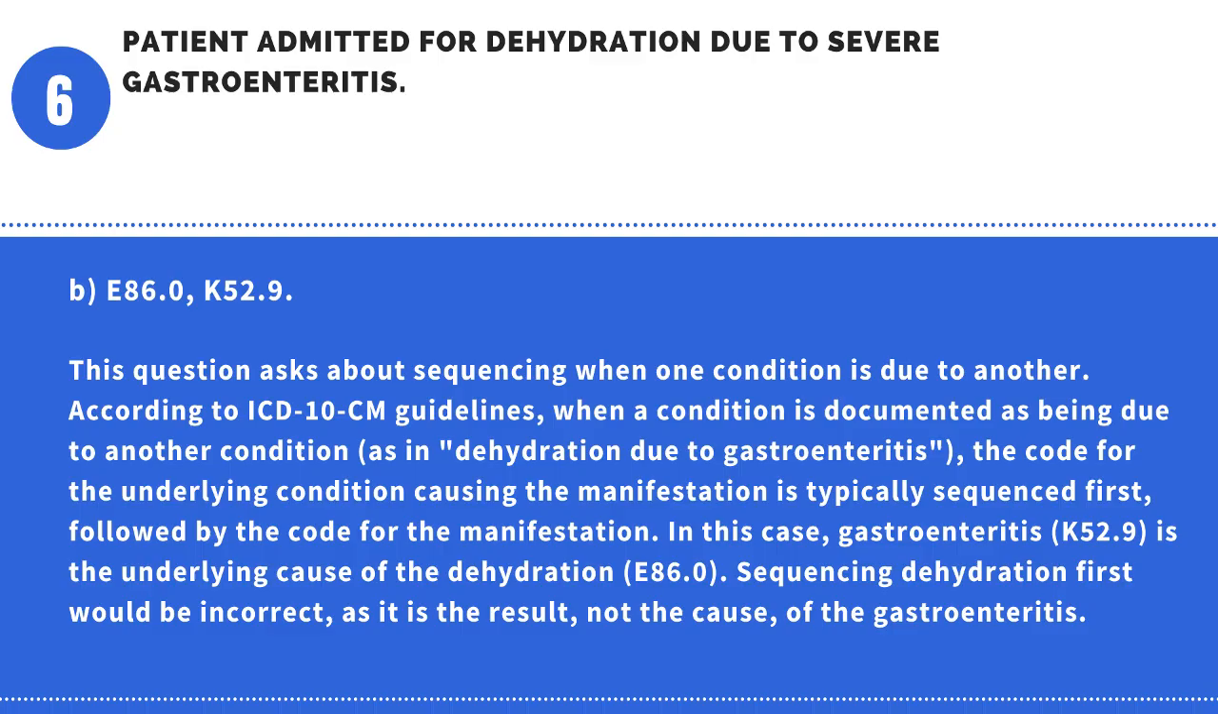According to ICD-10-CM guidelines, when a condition is documented as being due to another condition, as in dehydration due to gastroenteritis, the code for the underlying condition causing the manifestation is typically sequenced first, followed by the code for the manifestation. In this case, gastroenteritis, K52.9, is the underlying cause of the dehydration, E86.0. Sequencing dehydration first would be incorrect, as it is the result, not the cause, of the gastroenteritis.